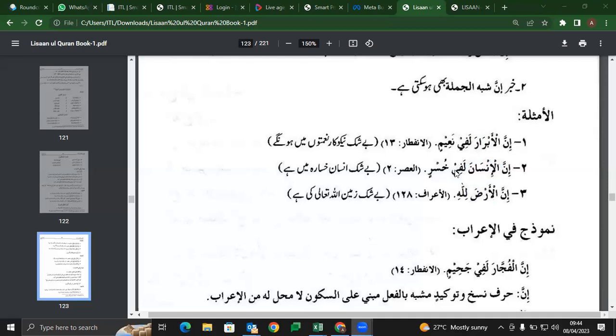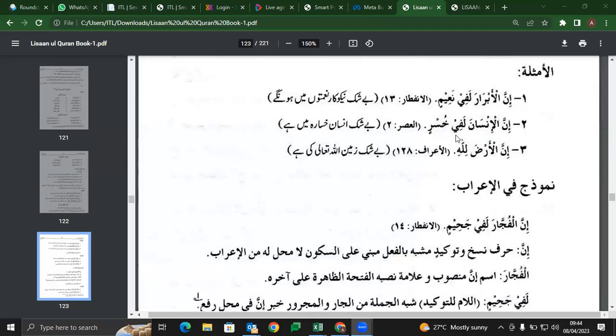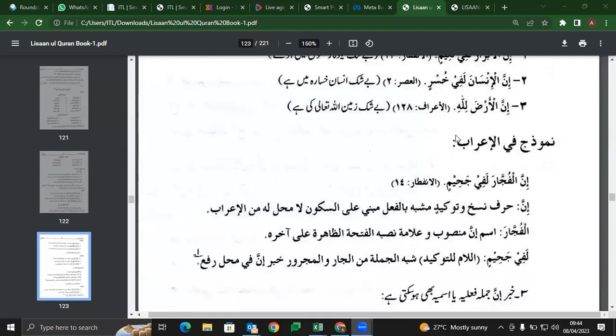It is shibh jumla, right? It is shibh jumla, and it is the khabar. Yeah, it is.